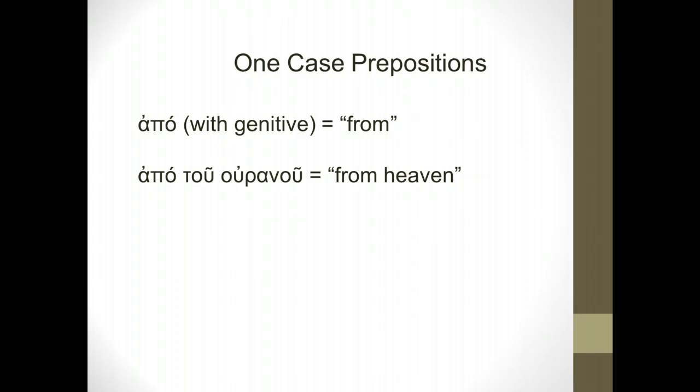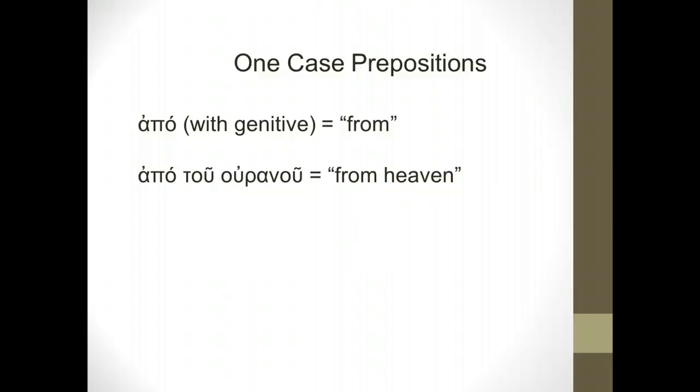Now, our sample sentence here, apo tou ouranou. Going with the genitive, we have tou. There is your masculine singular genitive. Ouranou comes from ouranos, masculine singular genitive. So apo tou ouranou means from heaven.